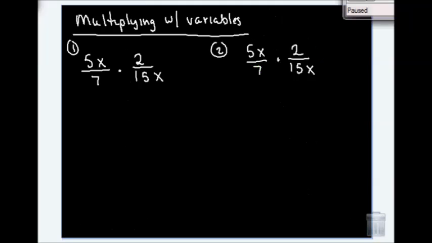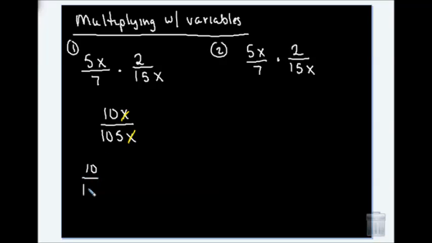I can use both methods here as well. Okay, I can multiply straight across. 5x times 2 is 10x. 7 times 15x is 95? Yes, okay, 105. 105x. Now when I reduce this, the x's will cancel. So I have 10 over 105, and these will both divide by 5. So I get 2 over 21.